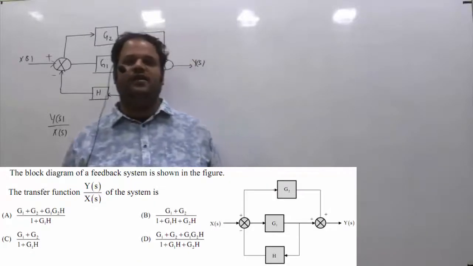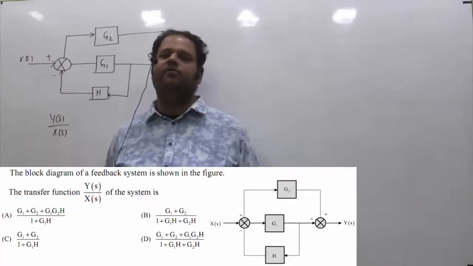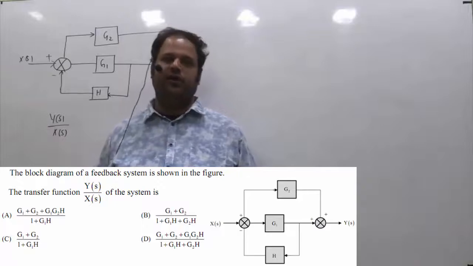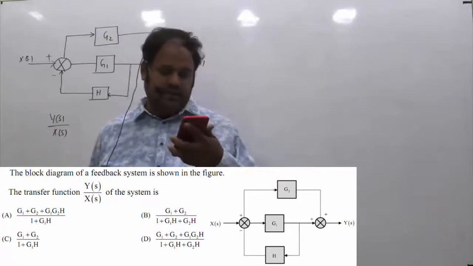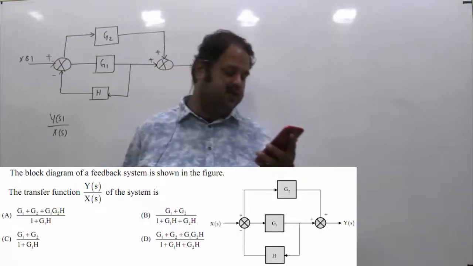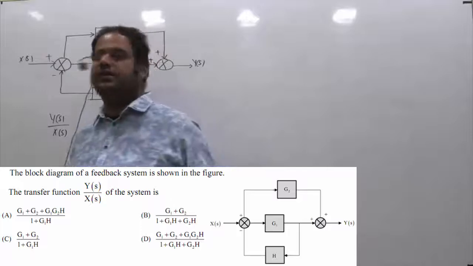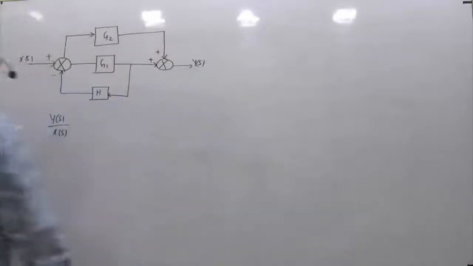This is one more question asked in GATE 2021 of electronics. This is from control systems and from the block diagram or signal flow graph related topic. The given question is: the block diagram of a feedback control system is shown in the figure. The transfer function Y(s)/X(s) of the system is... So some options are given. It's a very simple block diagram, and we are supposed to find the transfer function Y(s)/X(s).